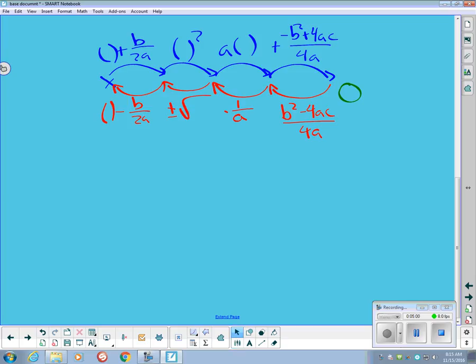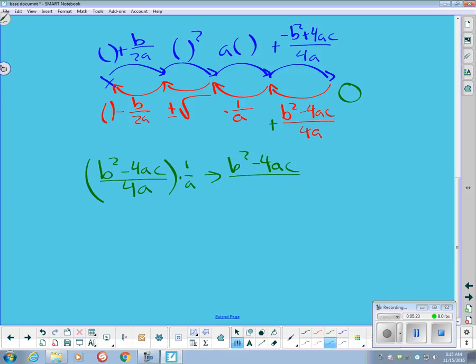So starting with 0, I'm going to add b squared minus 4ac over 4a. So 0 plus that is just b squared minus 4ac over 4a. I'm going to multiply that whole thing by 1 over a, which will give me b squared minus 4ac over 4a squared. We take the plus or minus square root of that, which is going to give me plus or minus the square root of b squared minus 4ac all over, well, the square root of 4 is 2, and the square root of a squared is a.